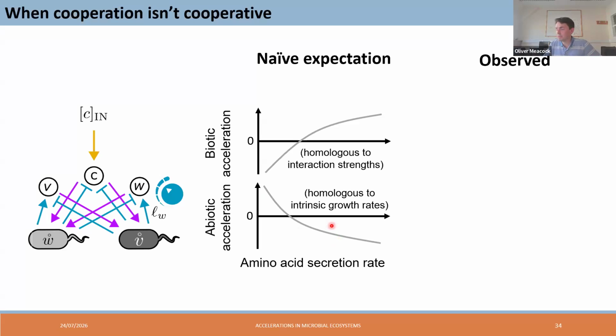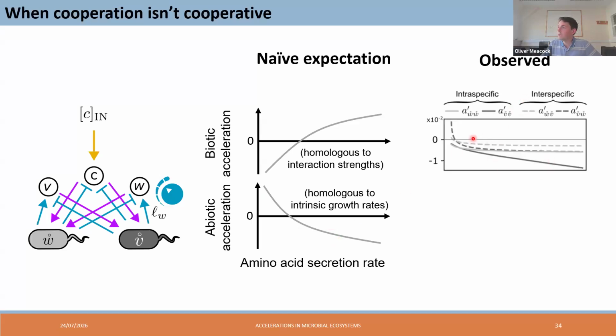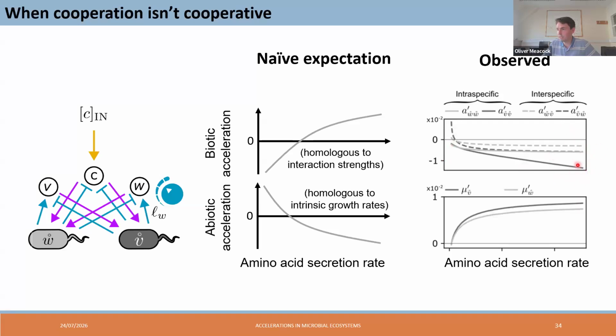If we actually look at what we see in the model, what we find is the opposite. So these are our biotic accelerations. Remember, these look like our interaction strengths. As we dial up this amino acid secretion rate, we find that they start off being positive, so looking mutualistic, but then they become increasingly competitive as we dial up that amino acid secretion rate. Now, this is even more surprising: the abiotic accelerations, which look like intrinsic growth rates, also go in the opposite direction to what we would expect. So this would, in principle, solve this paradox.